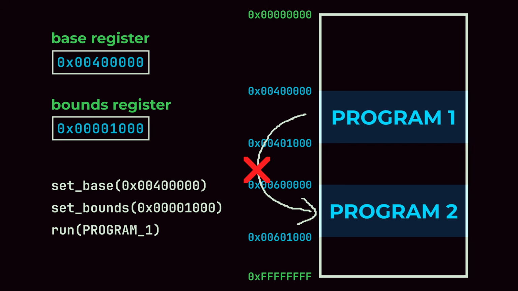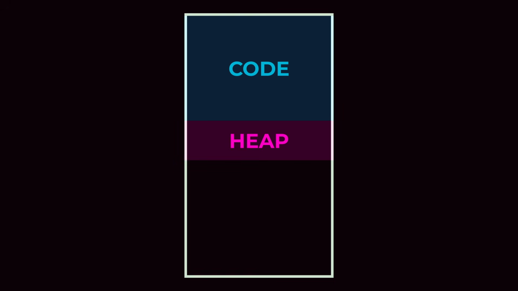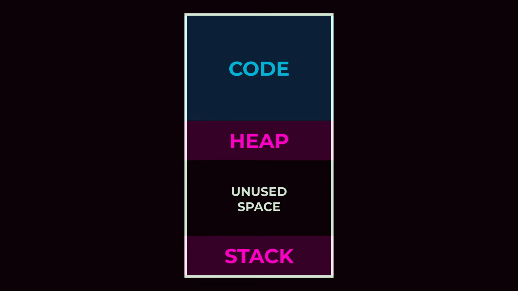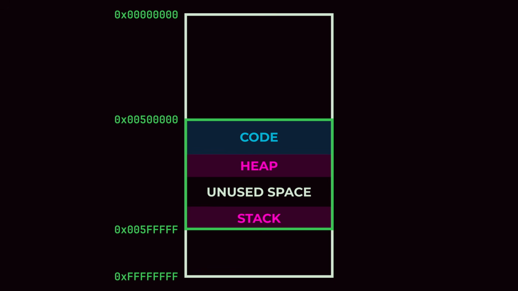So perfect, right? Well, as you might have guessed, base and bounds also has its problems. But what could that be? Well, let's take a look at how a program typically looks in memory. Usually we have the code, the heap, and the stack. Now, between the heap and the stack there has to be some unused space, just because they need some space to grow. But with base and bounds, we have to store the entire program in one piece.